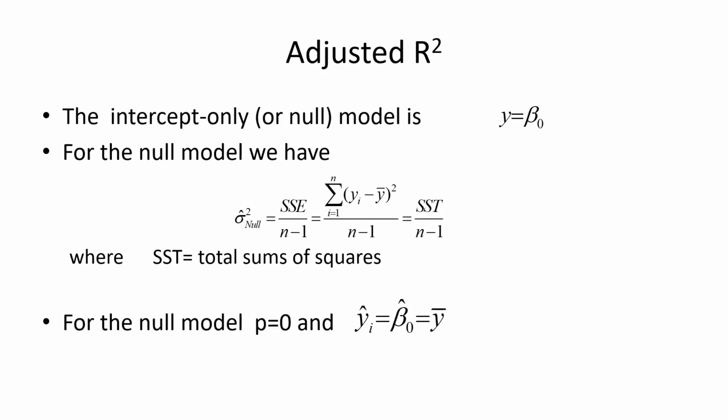we can express the sigma squared in terms of the total sums of squares. Because for the null model, y equals beta 0, the predicted value is just the average y, because predicted beta is the average y. And then the sums of squares error are actually the total sums of squares. That only works for the null model.